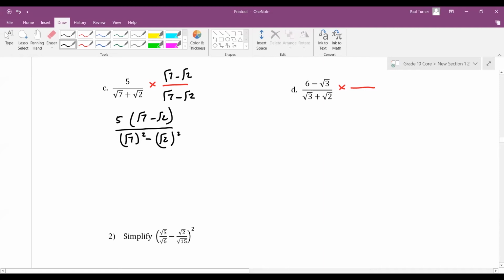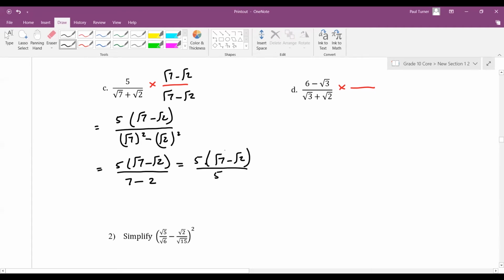All right. I'm not writing the whole step out. So in your worksheet, you can show this step like that. So you've got 5 root 7 minus root 2. Root 7 squared is 7. Root 2 squared is 2. You're going to get 5, aren't you? So 5 root 7 minus root 2 on 5.